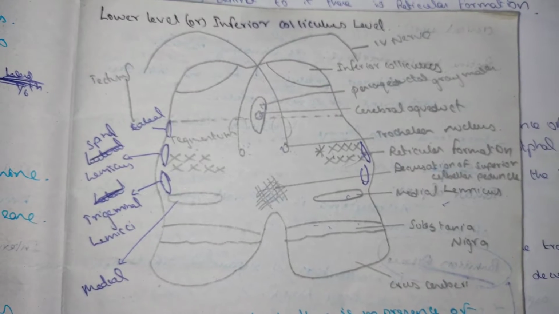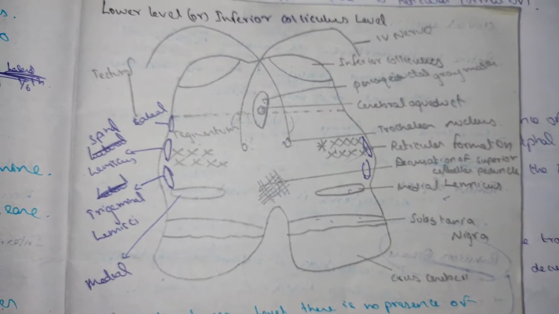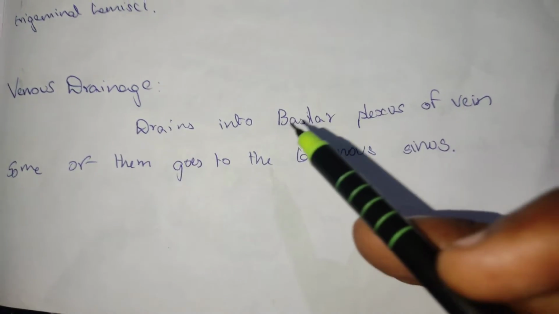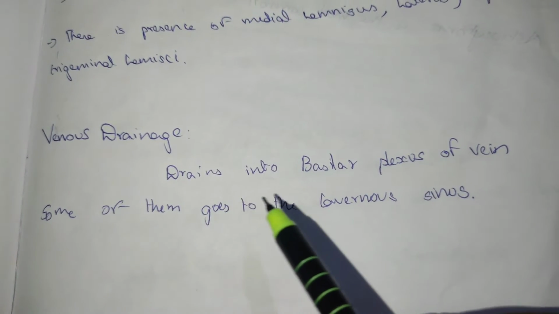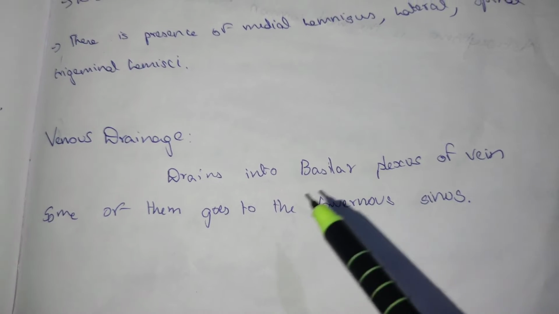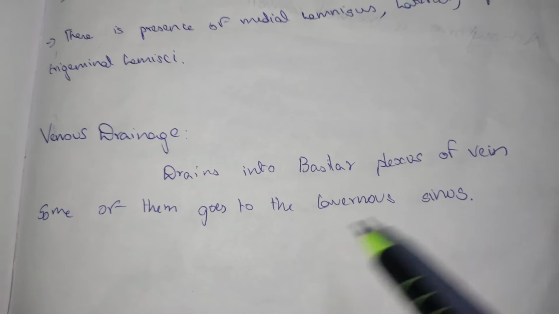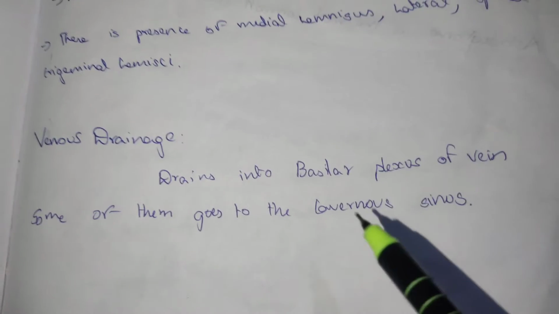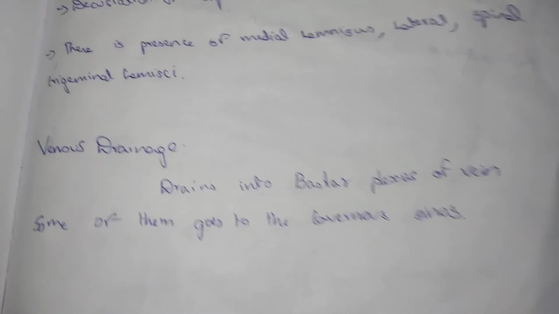Now we will see the venous drainage of the midbrain. The venous drainage goes into the basilar plexus of veins, and some goes to the cavernous sinus. Some of it drains into the cavernous sinus and some into the basilar plexus of veins.